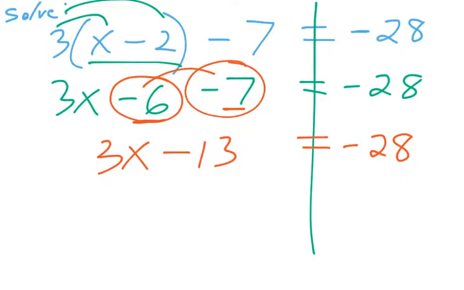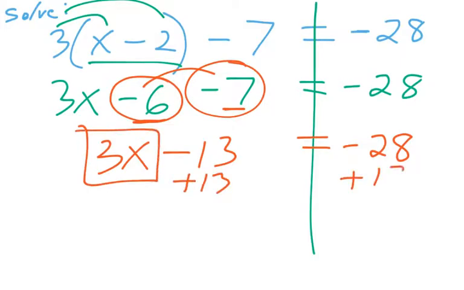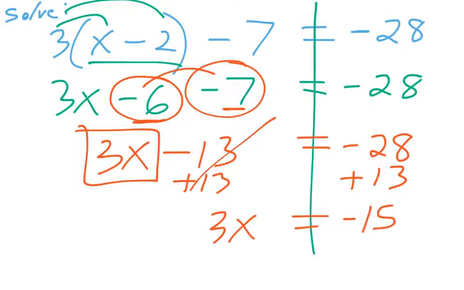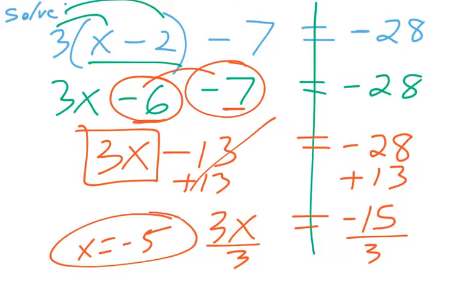3x minus 13 equals negative 28. So we've got to isolate the 3x, so we'll add 13 to both sides. 3x, and then we're adding a positive and negative, so we're going to subtract. Keep the sign of the larger number, negative 15. Last step, divide by 3. x equals negative 5. And then remember, just like before, you can always check this answer.